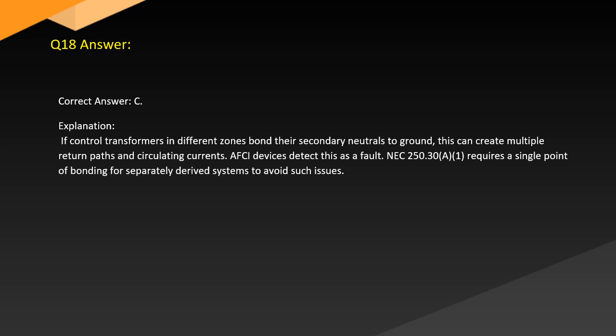Answer. Correct answer: C. Explanation: If control transformers in different zones bond their secondary neutrals to ground, this can create multiple return paths and circulating currents. Upstream devices detect this as a fault. NEC 250.30(A)(1) requires a single point of bonding for separately derived systems to avoid such issues.